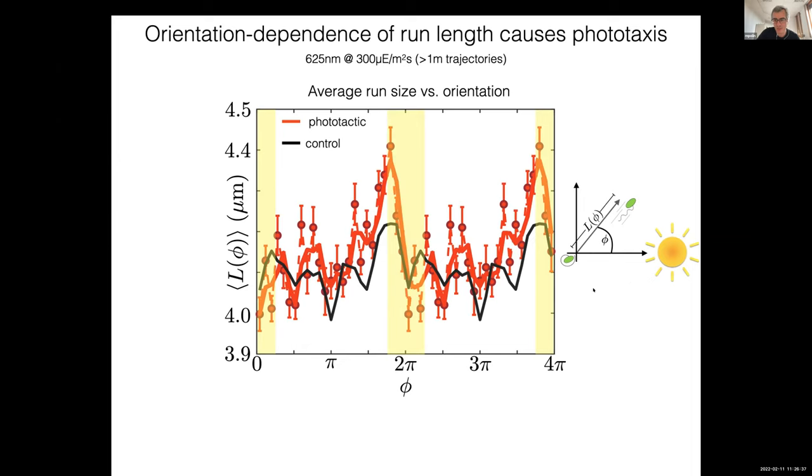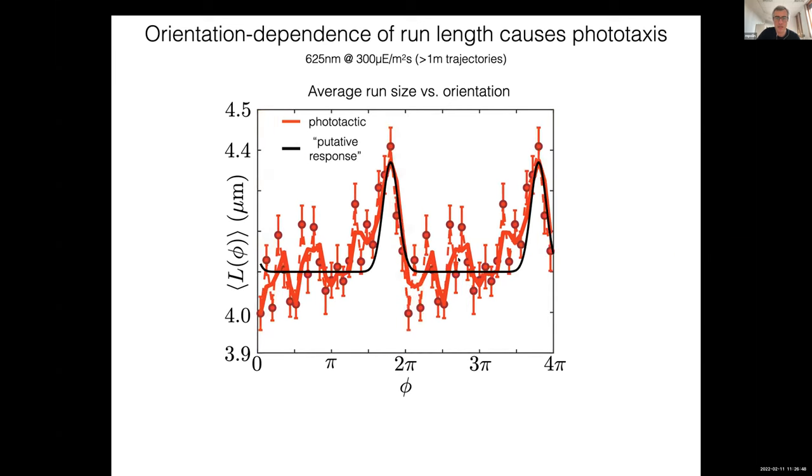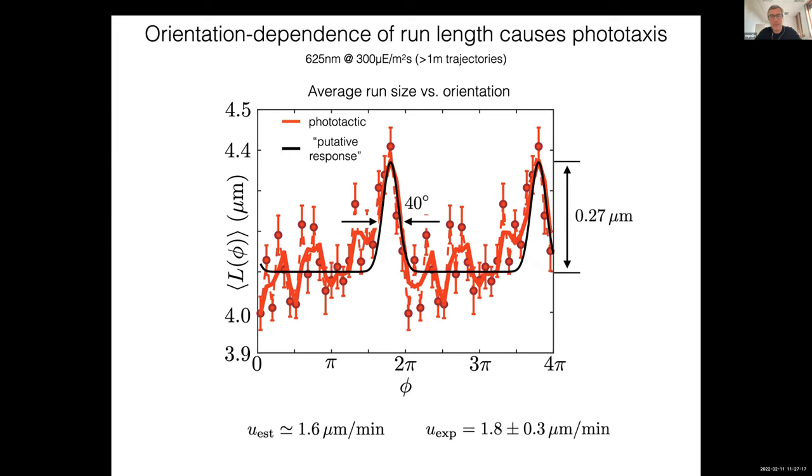when it happens to be moving towards light. This is the length of the runs as a function of orientation. And you can see that there is a peak in the direction towards light, which we don't see in the control. So if we put down a putative response, trying to sweep away the noise, we can understand this as a fixed average of about 4.1 microns for the runs. And then there is this sort of Gaussian peak, which is just a quarter of a micron longer, with a width of about 40 degrees. So the cell manages to see where the light is coming from with a precision of about 40 degrees. And using this putative response, you can estimate that the phototactic drift should be about 1.6 microns per minute, which for this intensity and color matches what we see in the experiments.